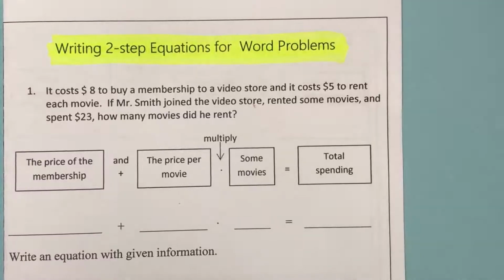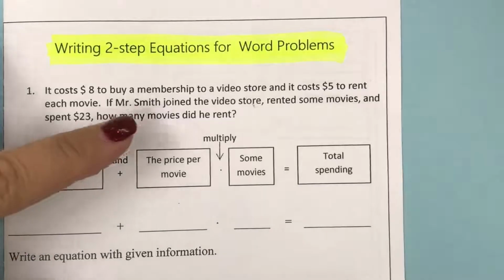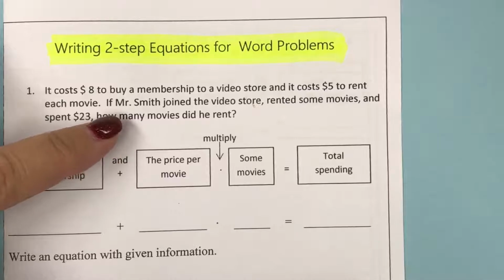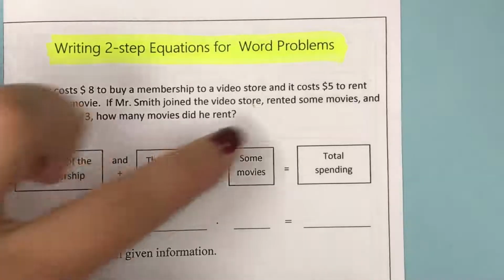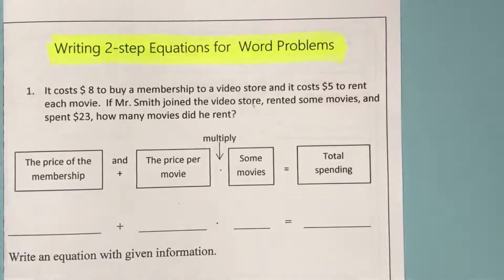It costs $8 to buy a membership to a video store, and it costs $5 to rent each movie. If Mr. Smith joined the video store, meaning he bought the membership, rented some movies, and spent $23, the question is, how many movies did he rent?